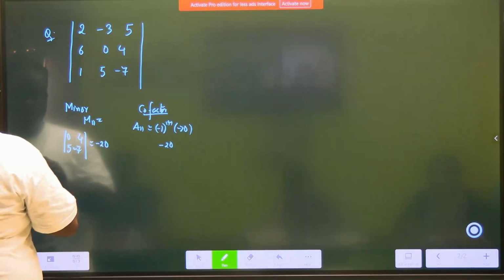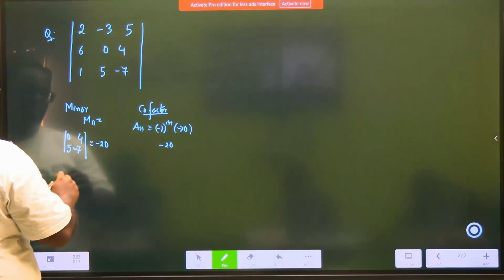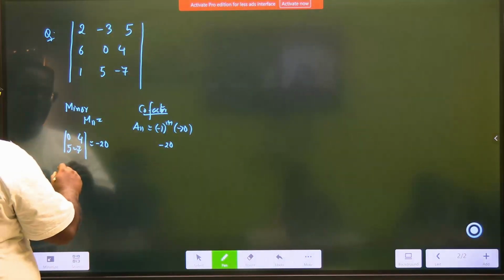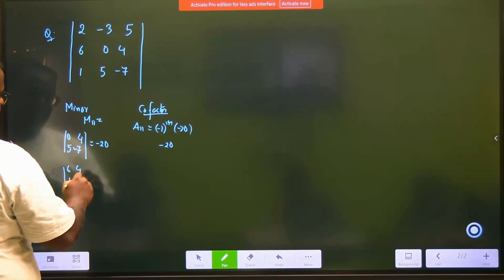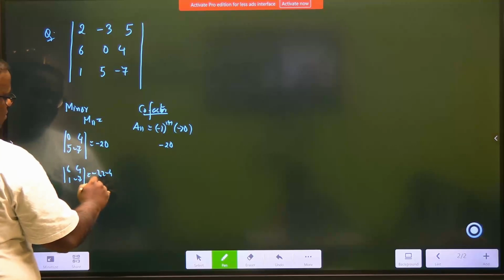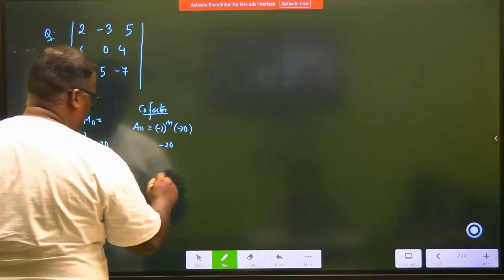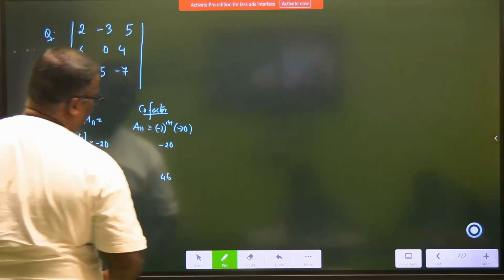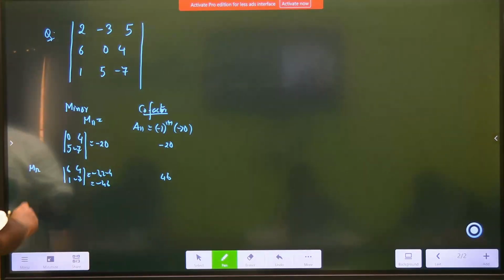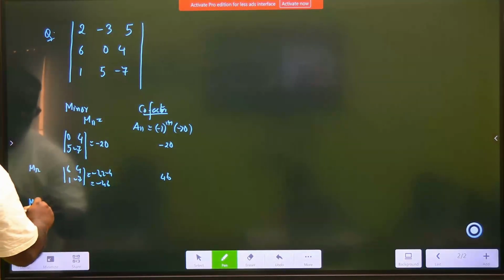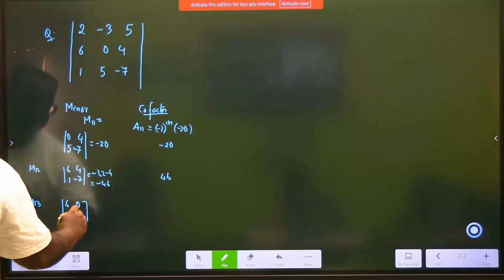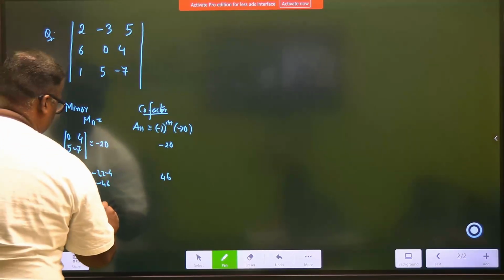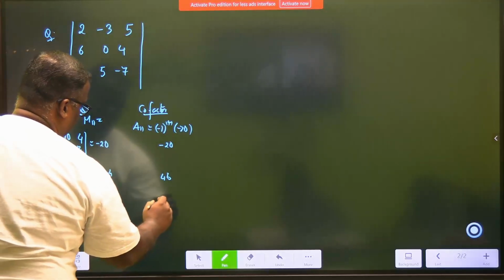So the next one, M12. M12 would be 6, 4, 1, minus 7: minus 42, minus 4, which is minus 46. Cofactor would be 46. Then M13. Cofactor will be 30.